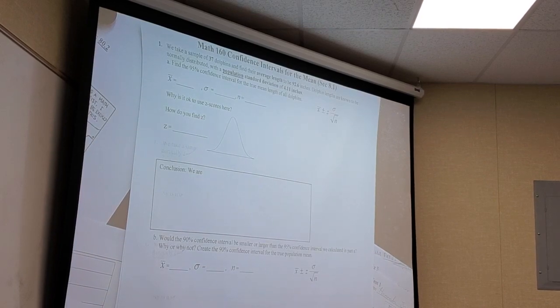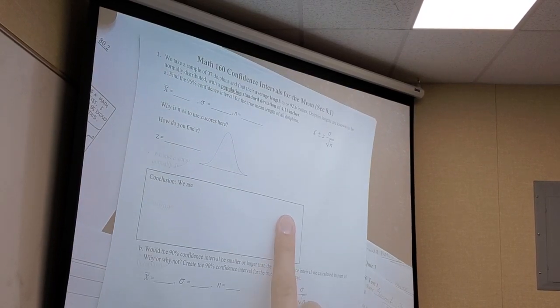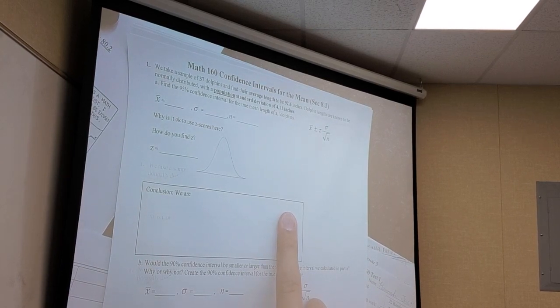So I want you guys to try this one out. 1A.